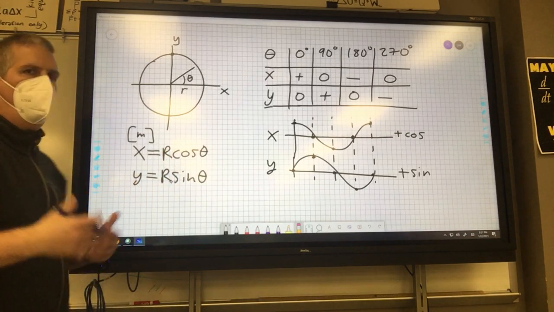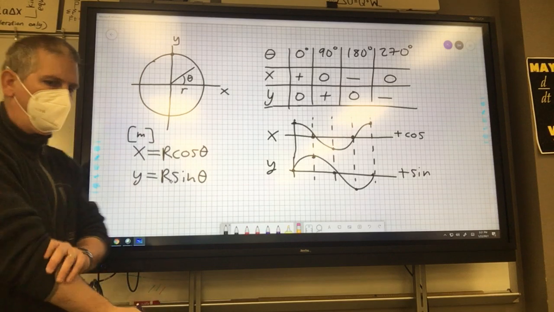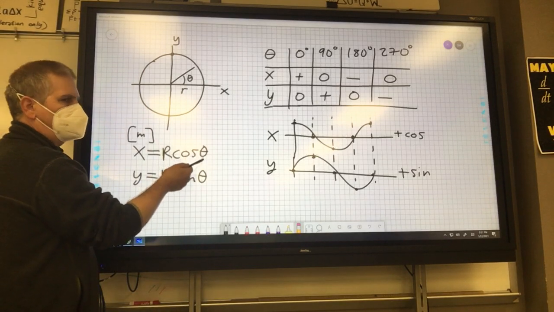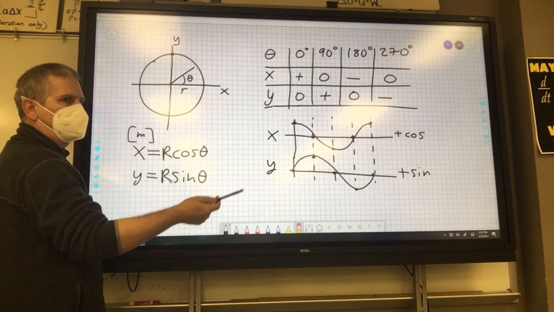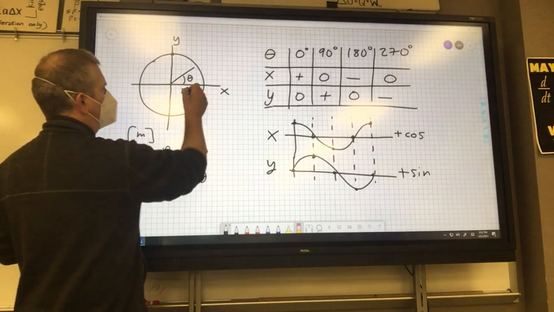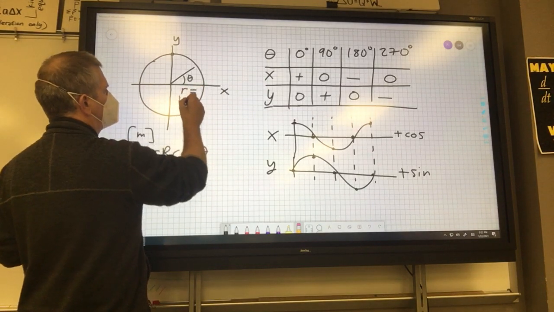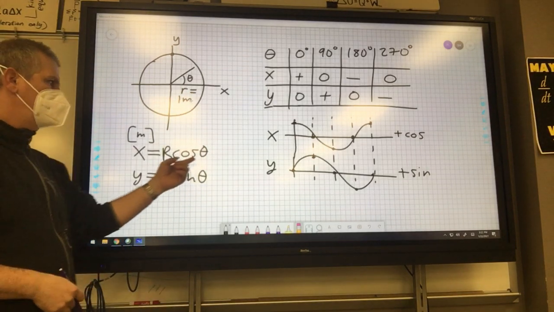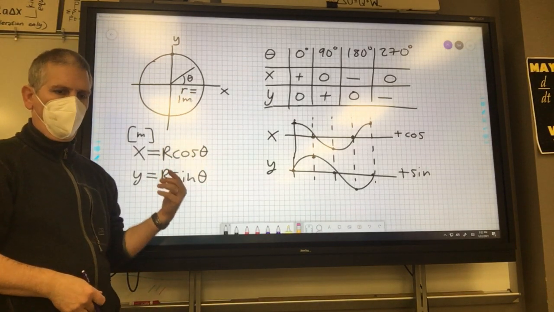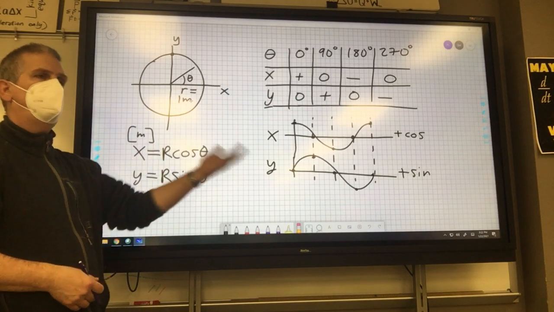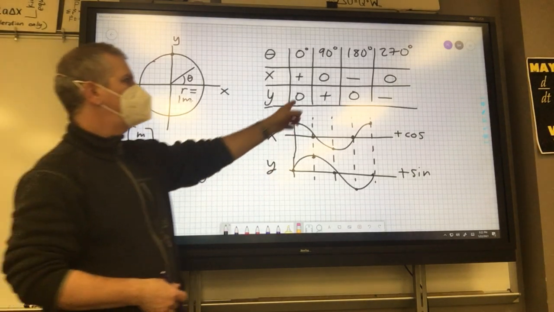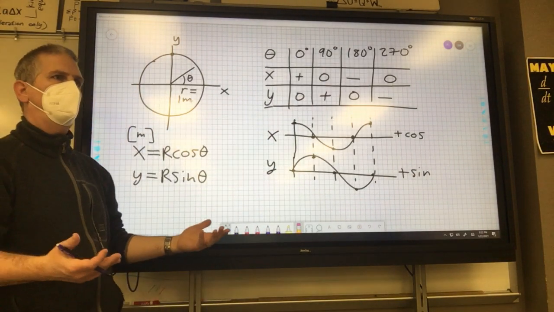Let's say the radius is 1, the unit circle. At theta equals 0, your x is 1 meter. That makes sense. Let's say that r equals 1 meter for the unit circle. Then the cosine of 0 degrees gives you positive 100% of the radius in the x direction, and 0% of it in the y direction.